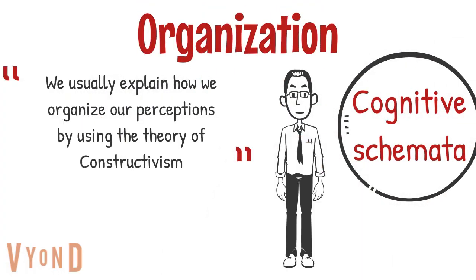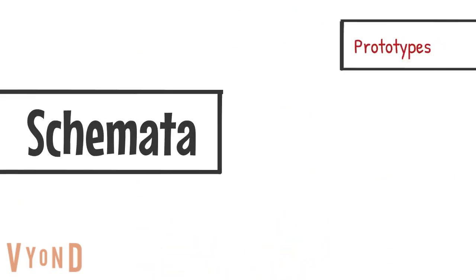The next subject we're going to talk about is the organization of our perceptions. To do that, I'm going to explain the organization process using cognitive schemata that was first discussed in the constructivism theory. The first schemata that we'll talk about is the prototype.